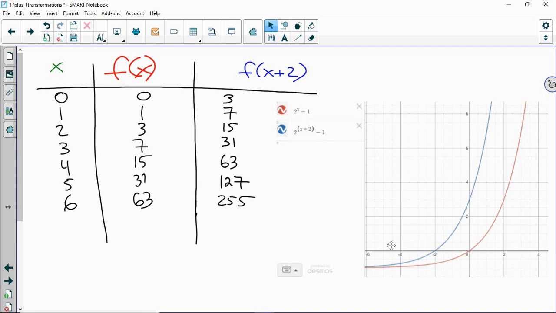I've chosen a few points from each of these graphs, and I've displayed them in this table. Now the x column goes for both of these. So when x is 0, f of x is 0, and f of x plus 2 is 3. When x is 1, f of x is 1, f of x plus 2 is 7, and so on.